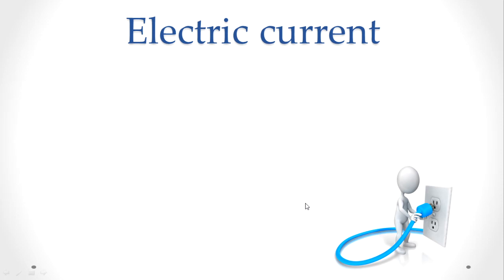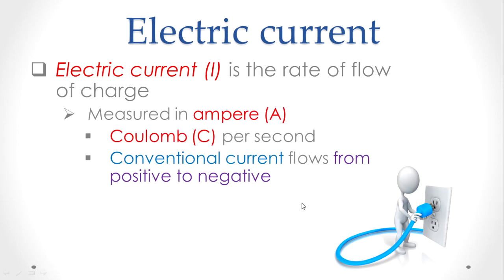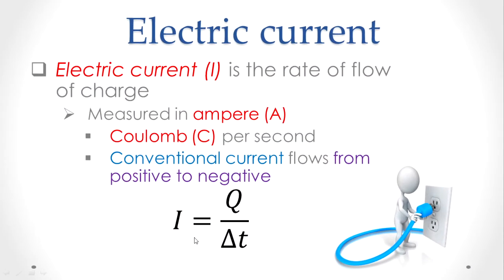Electric current, like we mentioned earlier, is the rate of flow of charge, and it's measured in amps. Coulombs per second is one way of calculating current. Like we said earlier as well, conventional current flows from positive to negative. And this is just a simple formula we can use to calculate current.